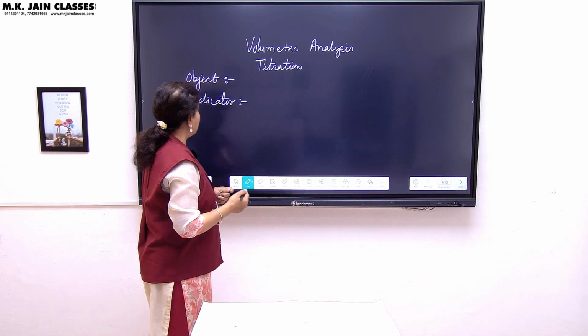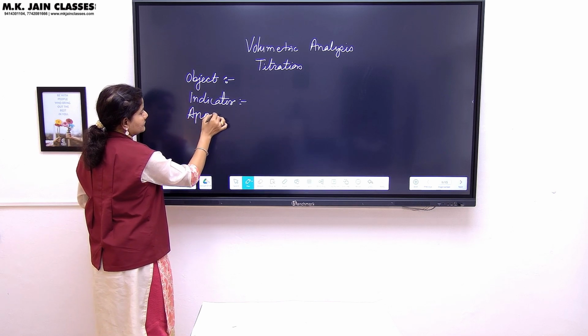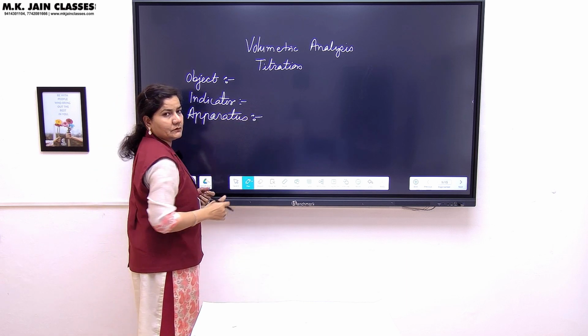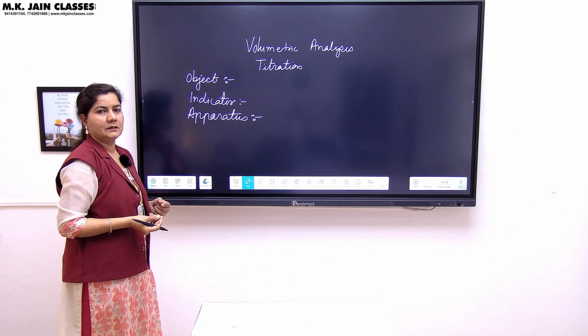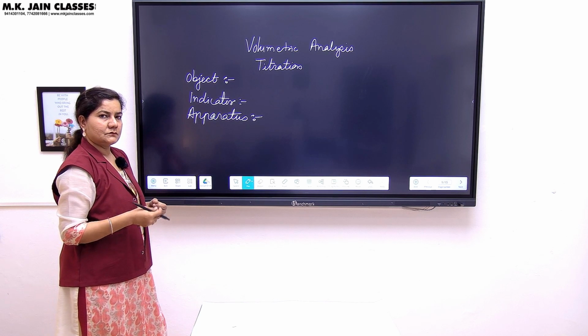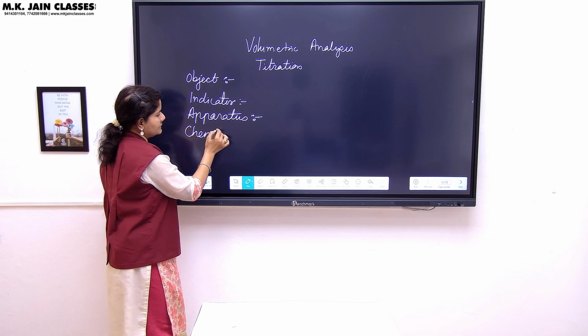Now the next point is related with the apparatus. In the titration we use burette, pipette, funnel, conical flask, beaker, etc. Now next we consider the chemical equation, which we are going to see in the next slide.